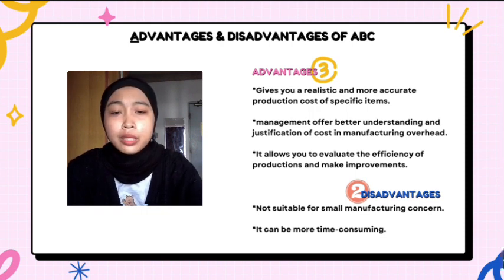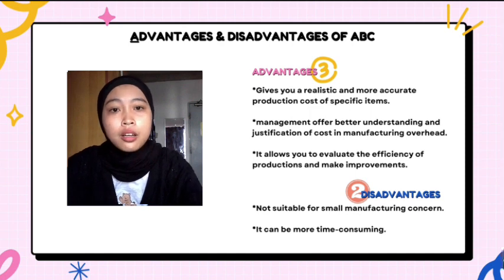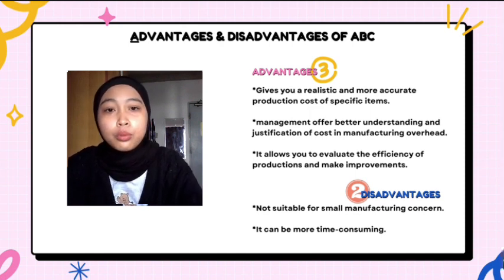Second, management gets better understanding and justification of cost in manufacturing overhead. This is because this method improves the calculation process in three ways. First, it expands the number of cost pools that are available for overhead compilation. It pools costs by activity instead of pooling all costs in one company-wide pool.